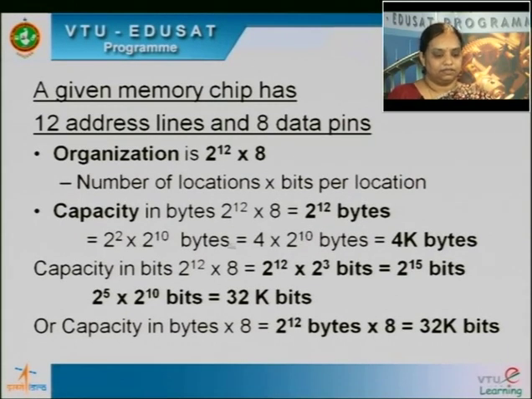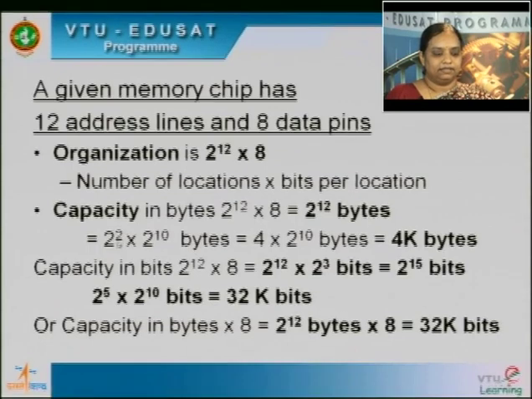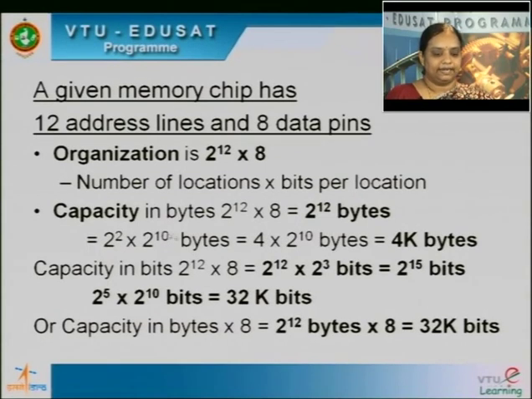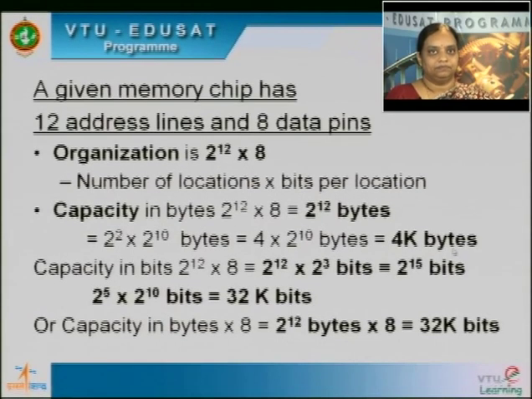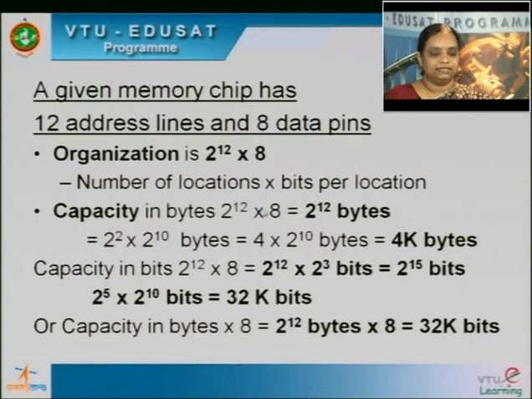And if I had to express this 2 to the power 12 bytes in kilobits or kilobytes, 2 to the power 12, you split up into two parts, 2 to the power 2 into 2 to the power 10. Total 2 plus 10, 12, and this 2 power 2 is 4 and 2 power 10 is k. So remember, 2 power 10 is kilo, that is 1024. So the total capacity will be 4k bytes. So recapping, what is 4k bytes? 4 is 2 power 2 and k is 2 power 10. And what about 8 here? 8 is each location will have 8 data, and that is given as 4k bytes.